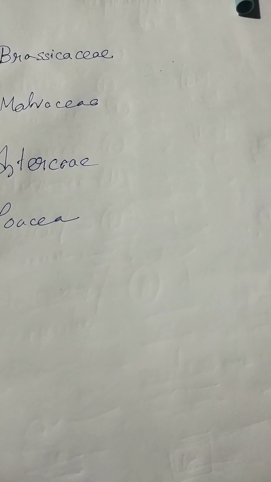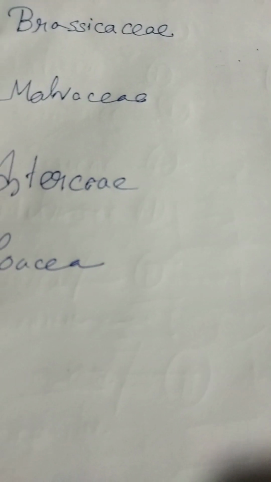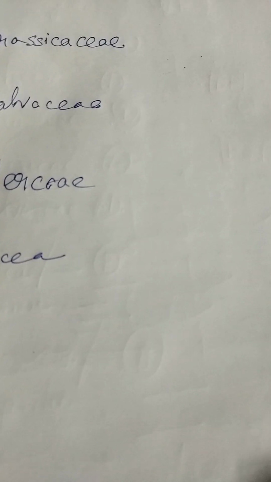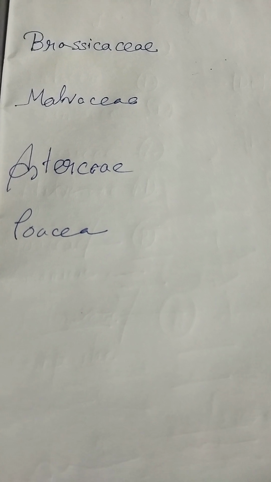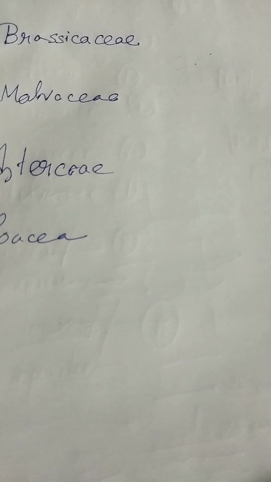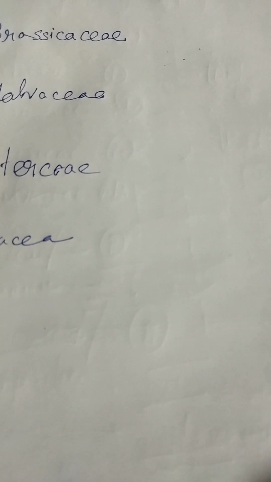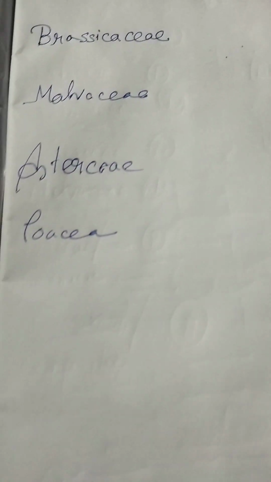Now talk about Asteraceae. Inflorescence is a capitulum and fruit is cypsela. Now talk about Poaceae. In Poaceae, inflorescence is spikelet. Fruit is caryopsis. Because this is a monocot, tepals are 2, called lodicules. Stamen is 3. 2 sterile glumes are present at the base on the main axis.